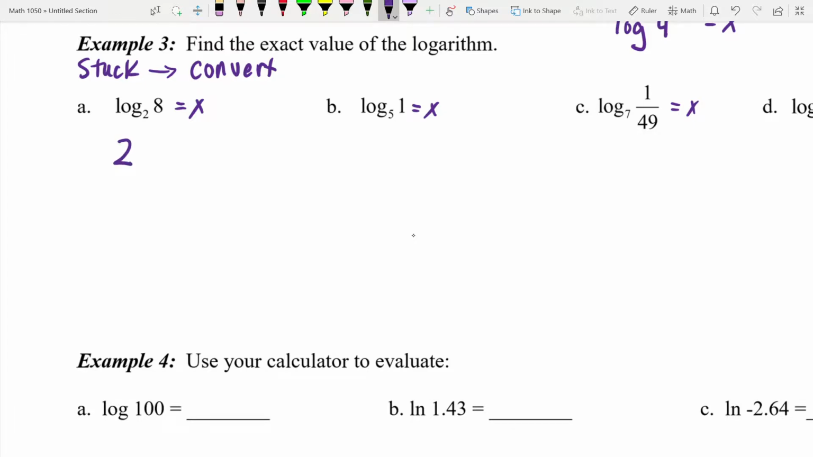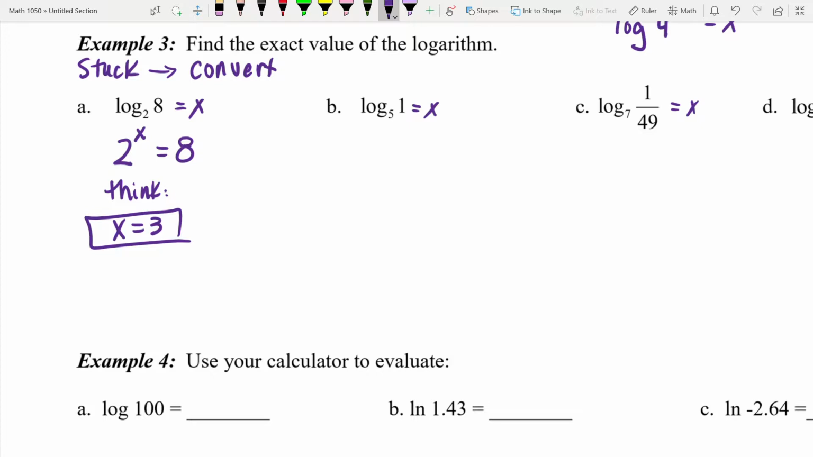Everybody write 2 to the x power is equal to 8. And then I want you to write the word think. Just think about it. 2 to what power is 8? X equals 3, and you're done.